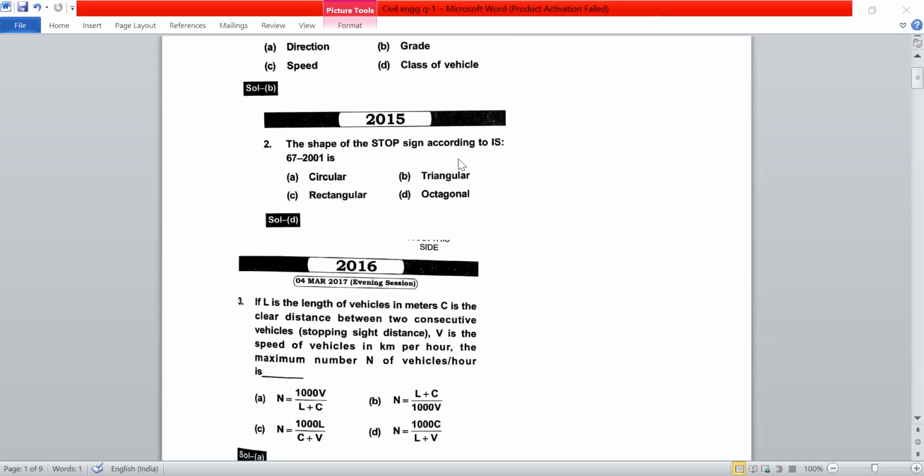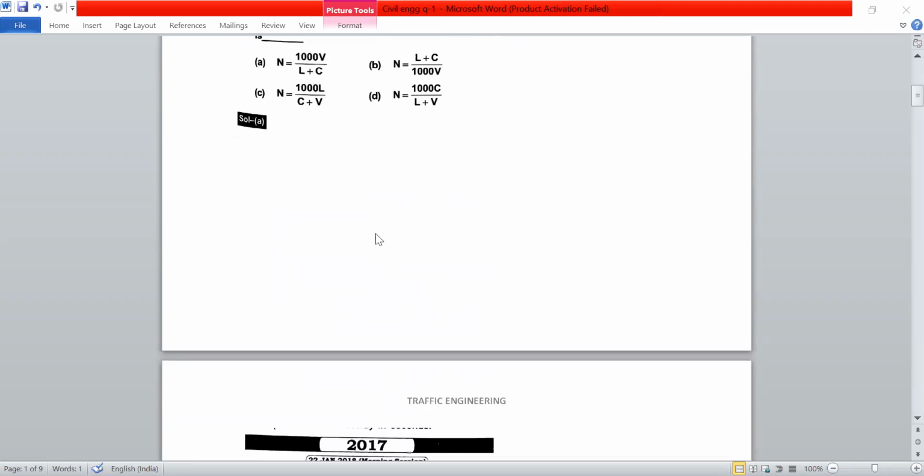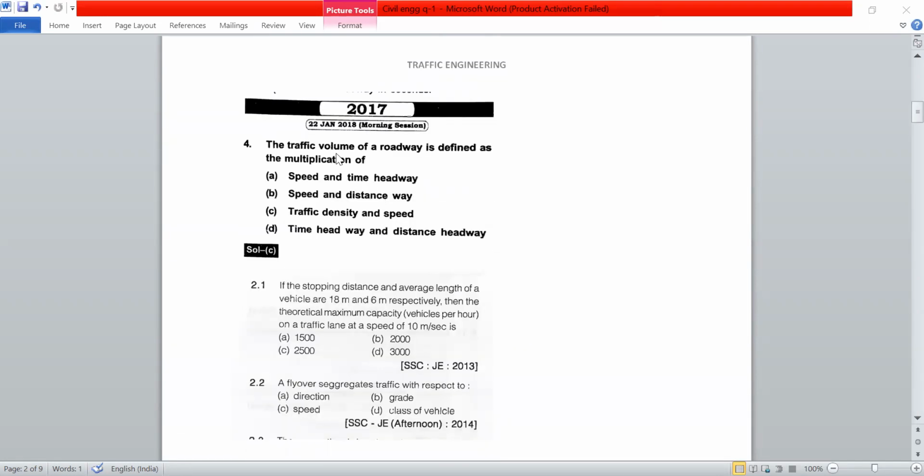The shape of the stop sign according to IS 67/2001 is octagonal. If L is the length of vehicle, C is the clear distance, V is the speed, N is the number of vehicles, N is equal to 1000 V divided by L plus C. The traffic volume is defined as the traffic density and speed.